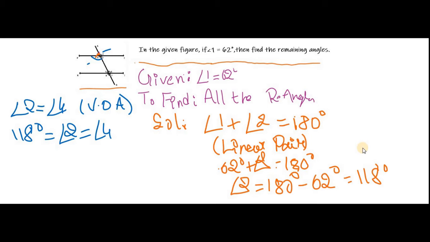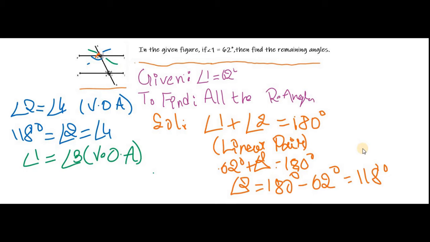In the same way, we can do it for another angle also. If you observe, what do you observe here? Even angle 1 is equal to angle 3 by the same property as above, which is nothing but VOA, that is vertically opposite angles.